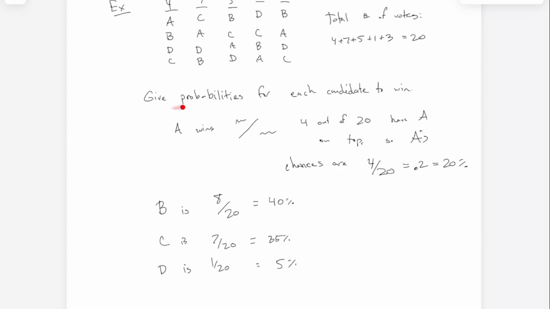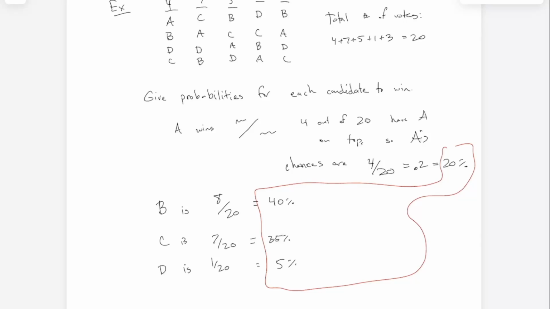The question was, give me probabilities for each candidate to win. And that's what these numbers are. So those are the probabilities. And if you are doing this correctly, those numbers should add up to 100%. And they do here. If they don't add up to 100%, something has gone wrong.